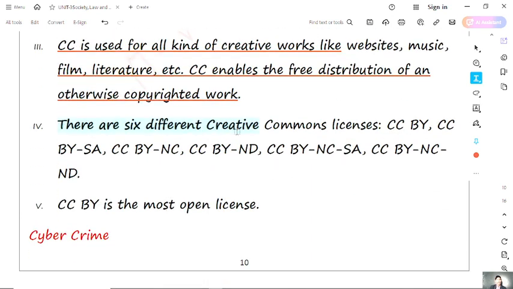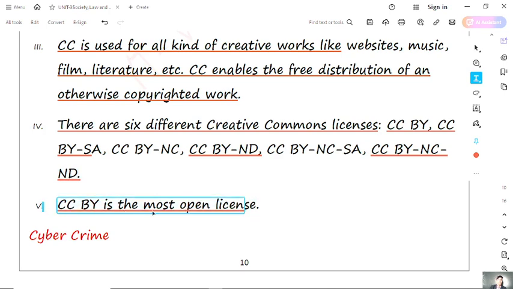There are 6 different types of Creative Commons licenses. These are CC BY, CC BY-SA, CC BY-NC, CC BY-ND, CC BY-NC-SA, and CC BY-NC-ND. You have to remember these. This is the most popular one. CC BY is the most open license.